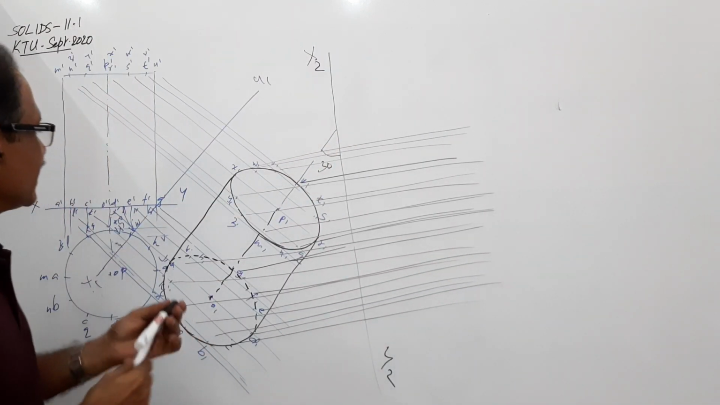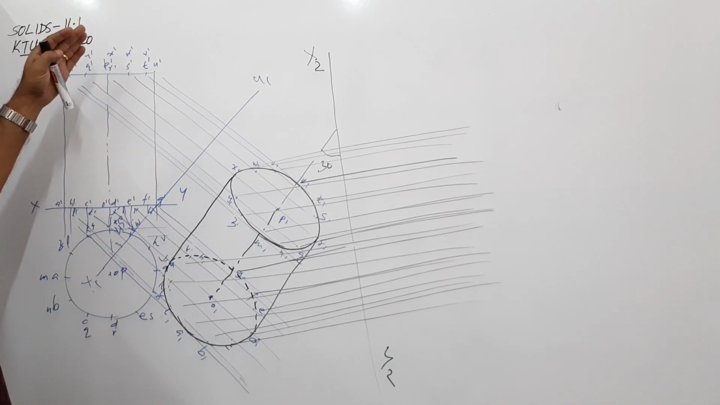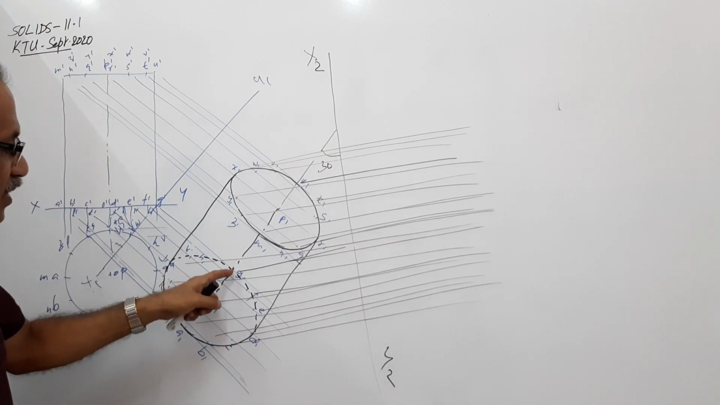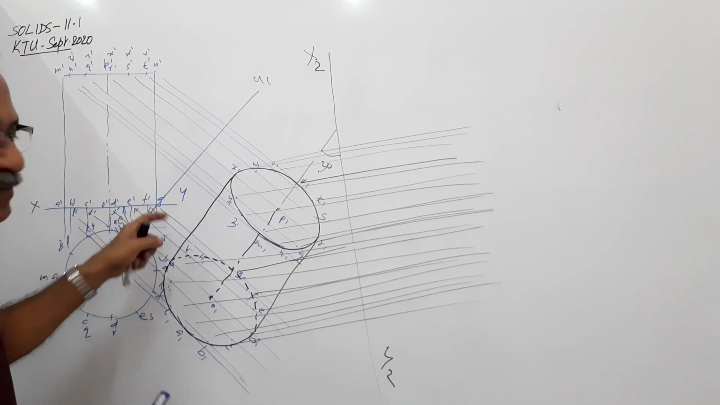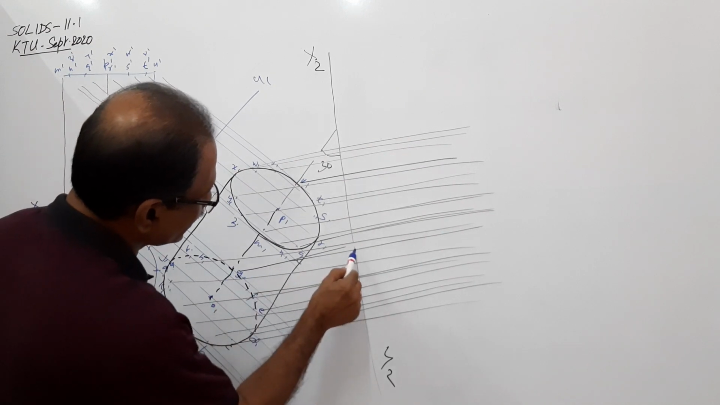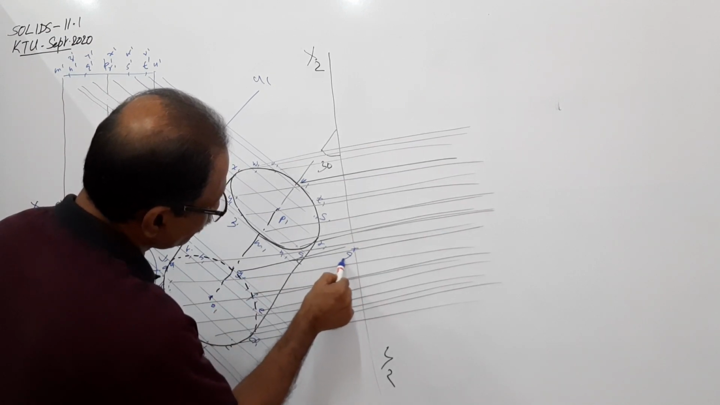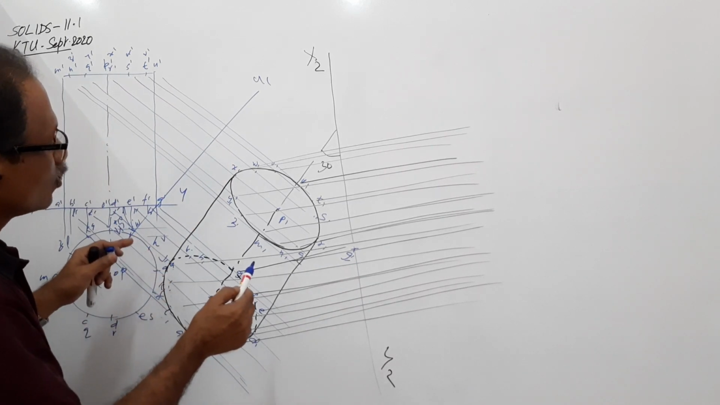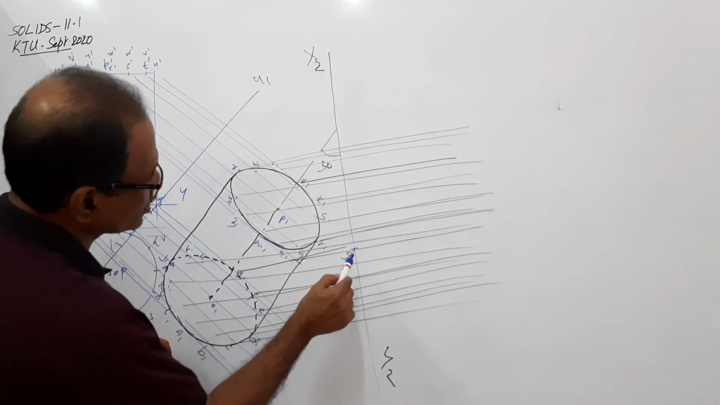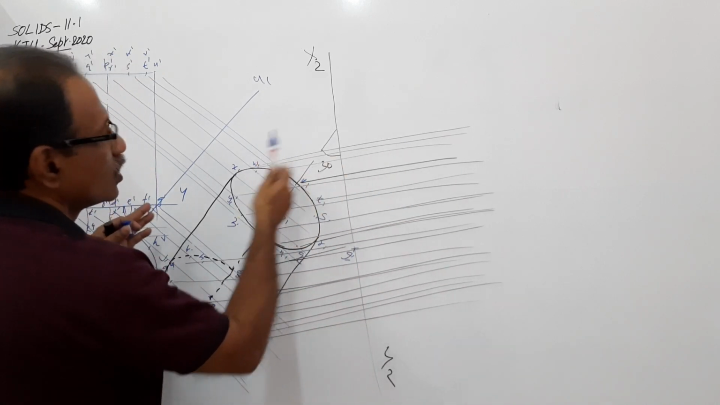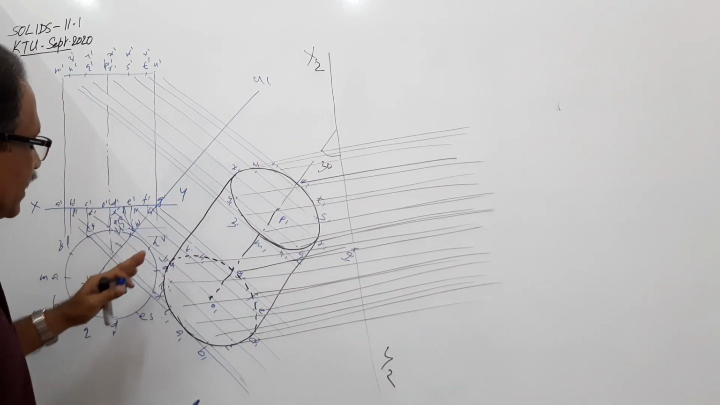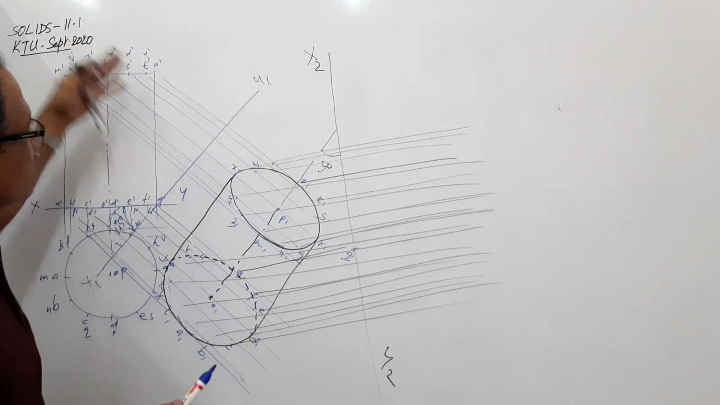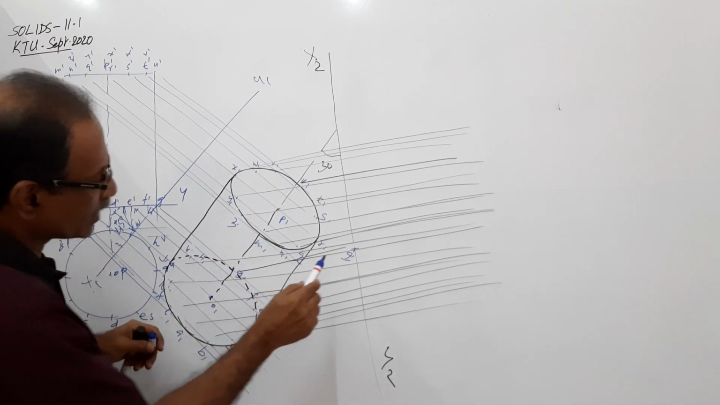Now take the distance of the previous elevation from X1 Y1 and mark it on the respective projector. G1 is at zero distance from X1 Y1. So on the projector through G, you have G1 dash. Similarly, on each projector, mark the distances. Take this distance from X1 Y1 for the base circle, and for the top circle take these distances from X1 Y1 and mark all the points.